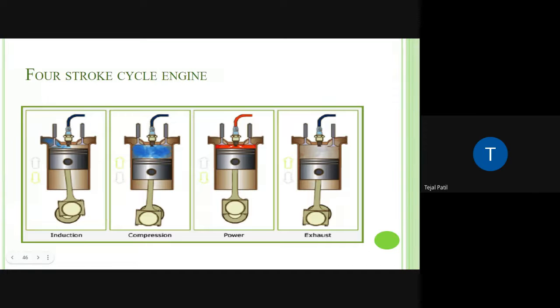Did you understand the 4-stroke petrol engine and 4-stroke diesel engine? Yes, ma'am. Okay.